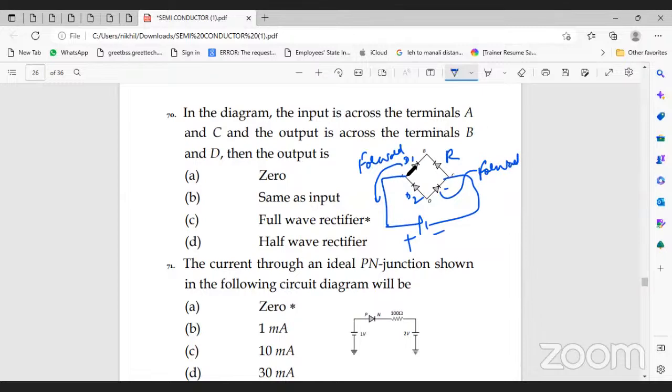So for the first half cycle, if D1 is conducting, for the next half cycle, D3 will conduct. So in both the cycles, the diode is going to work. Therefore, we can consider it as a full wave rectifier.